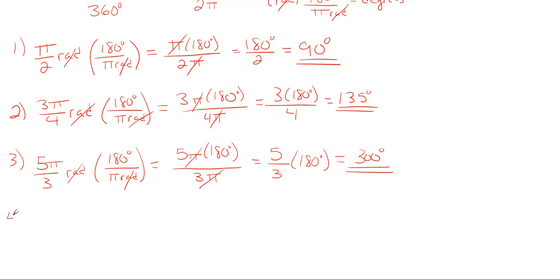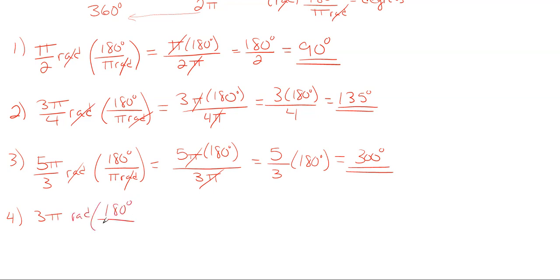And then the last one is just 3 pi. So we expect this one to be over 360 degrees because there are 2 pi radians in 360, and we're at 3. So we expect it to be higher than 360 degrees.